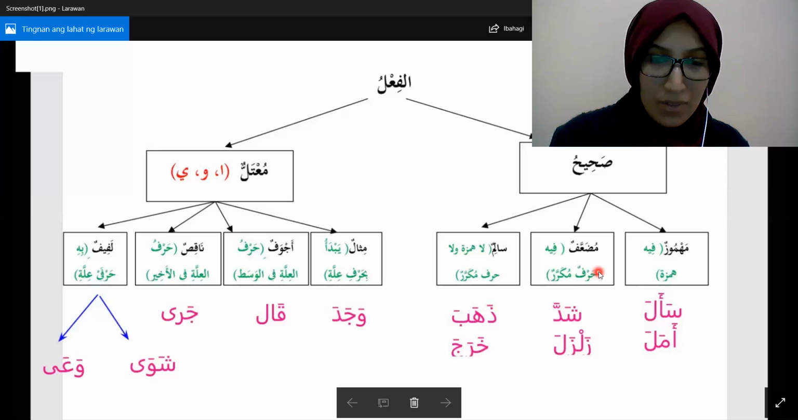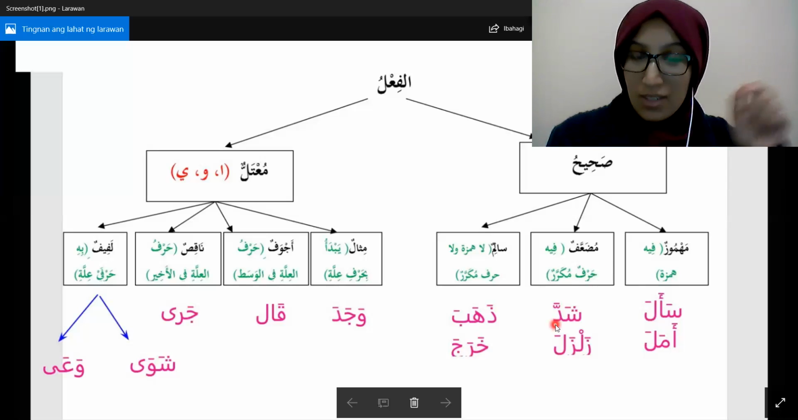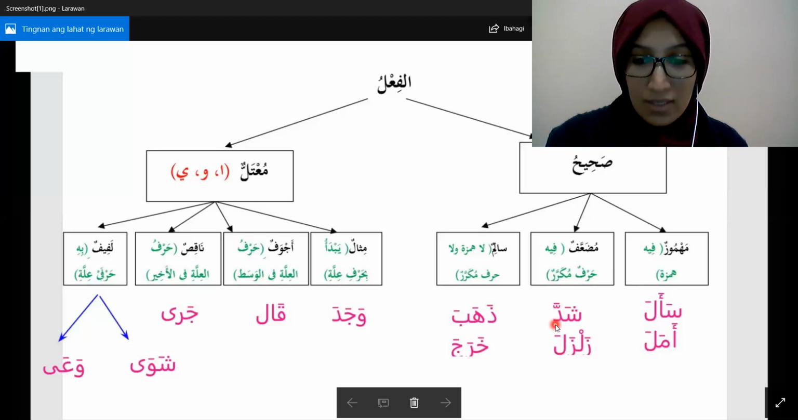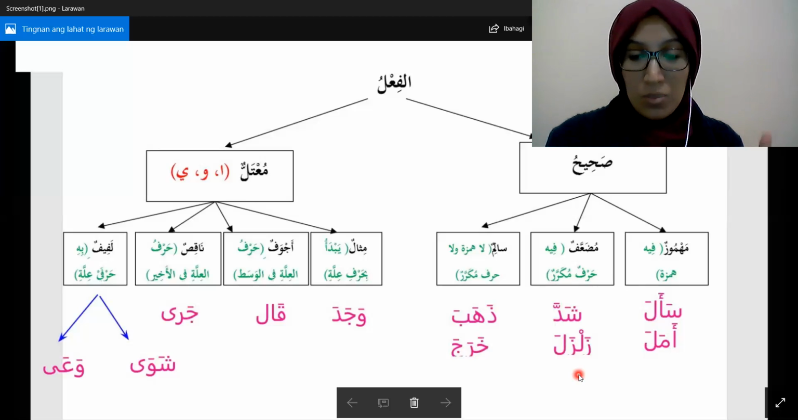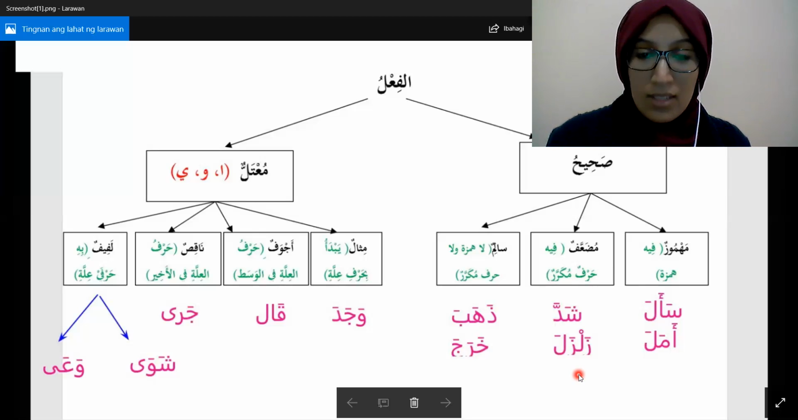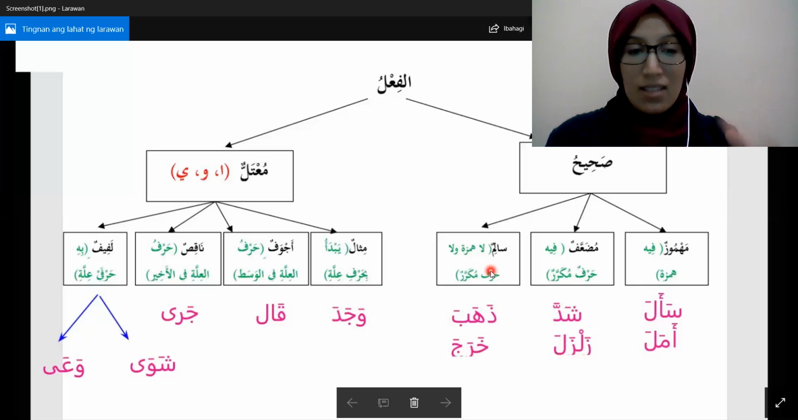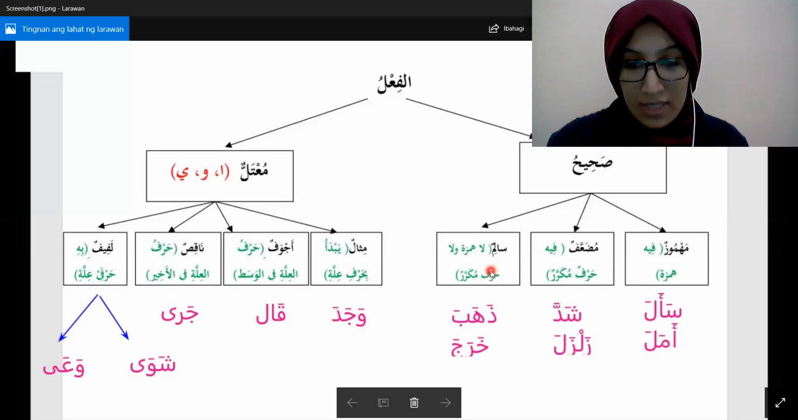So shadda, here I have two dal because I have shadda. And zalzala, I have the repeating of two letters, which is zay and lam. The third category in this group is salim. When I have the verb salim, it means that there is nothing wrong with this verb. There is no hamza, no doubling, and no حروف علة. It's like ذهب, خرج.